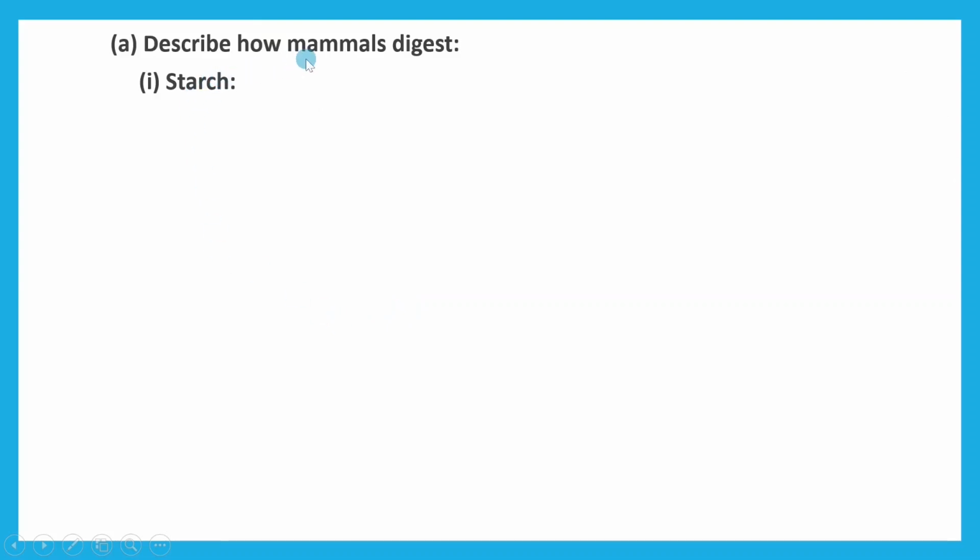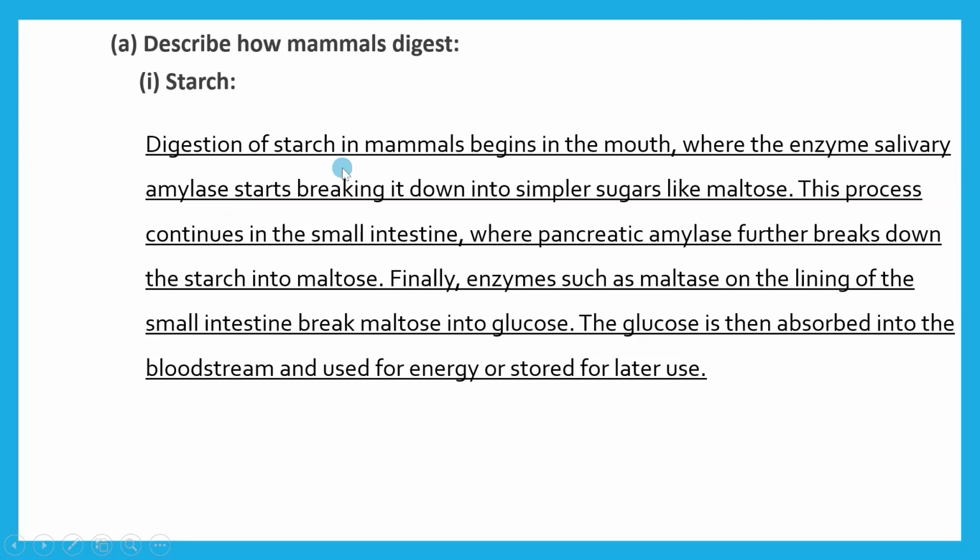We start with describing how mammals digest (i) starch. Digestion of starch in mammals begins in the mouth, where the enzyme salivary amylase starts breaking it down into smaller sugars like maltose. This process continues in the small intestine, where pancreatic amylase further breaks down the starch into maltose. Finally, enzymes such as maltase on the lining of the small intestine break maltose into glucose. The glucose is then absorbed into the bloodstream and used for energy or stored for later use.